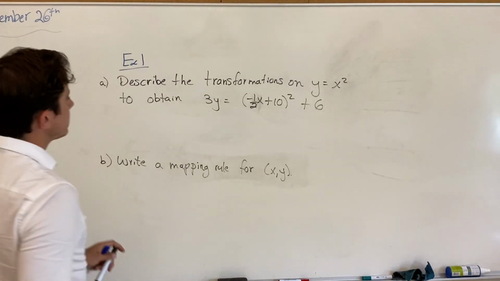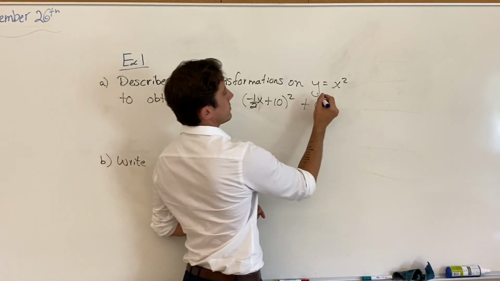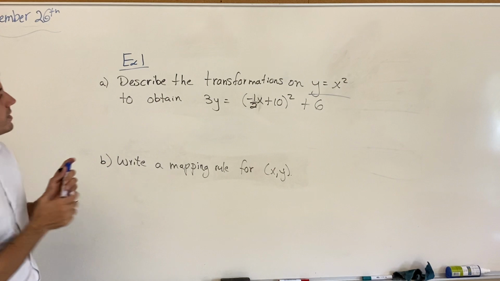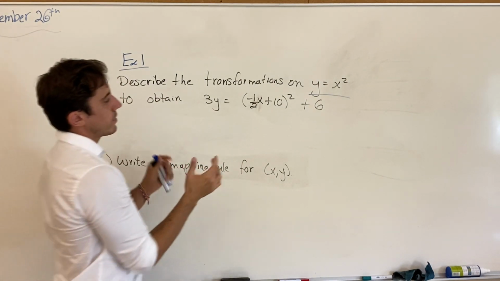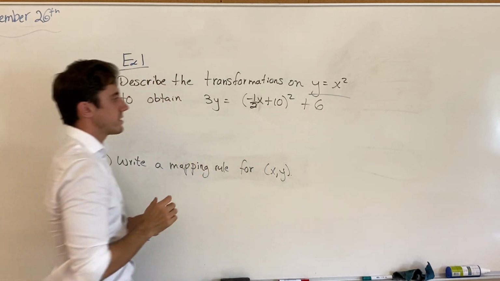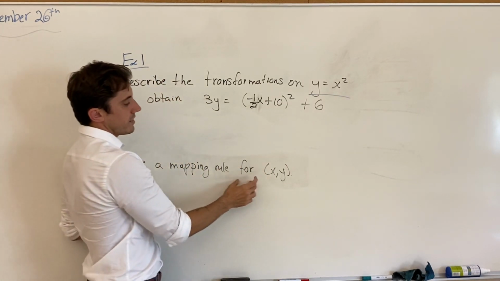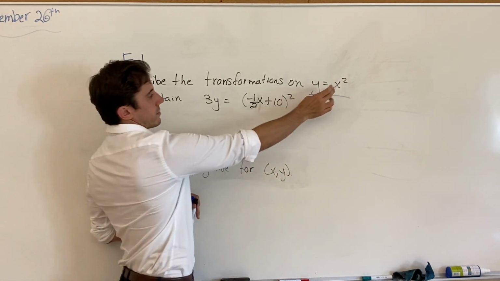Good afternoon, everyone. Today we're going to do an example where we look at the transformations on a parent function y is equal to x squared, that is the very first parabola that we all saw a few years ago, to obtain 3y is equal to brackets negative 1 half x plus 10 all squared plus 6. And then with those transformations in mind, we're going to write a mapping rule for any general point (x, y) that falls on the original curve.